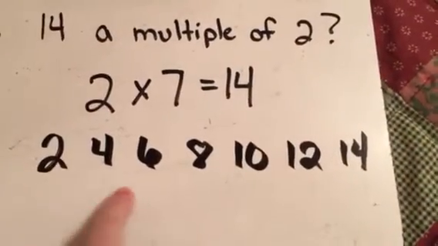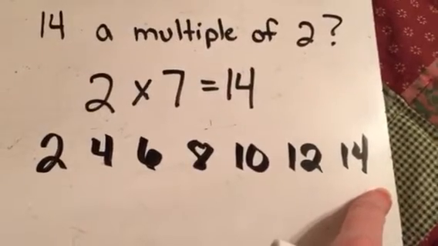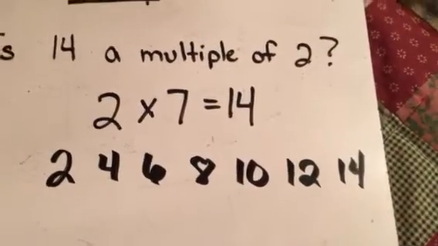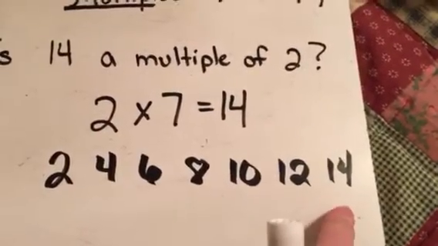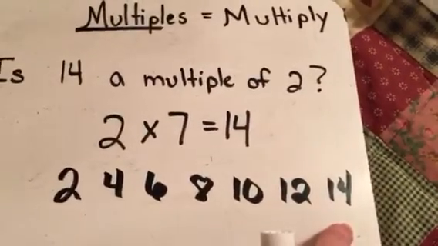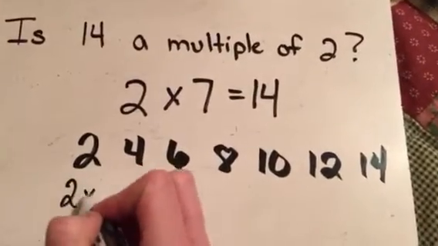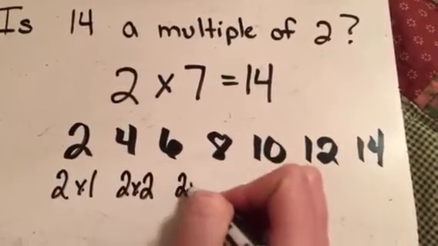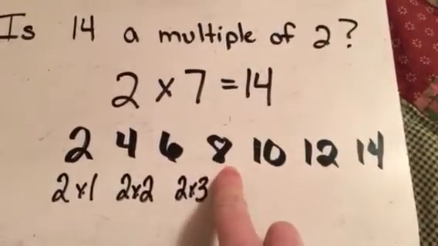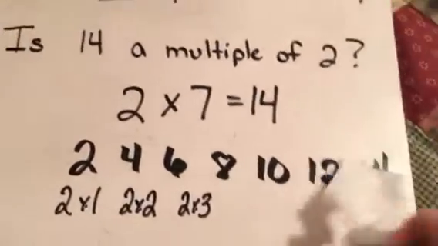What is true about all of these numbers? They are all multiples of 2, because if I'm skip counting by my 2's, 2, 4, 6, 8, 10, 12, 14, they're all multiples of 2. I can also use multiplication. This would have been 2 times 1, 2 times 2, 2 times 3, 2 times 4, 2 times 5, 2 times 6, 2 times 7.